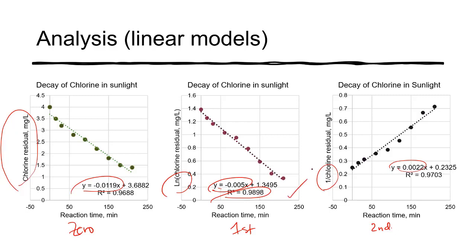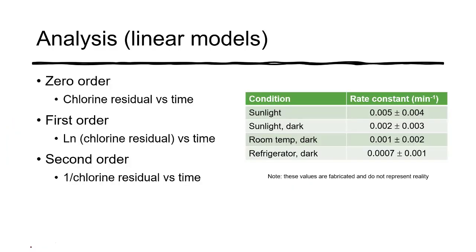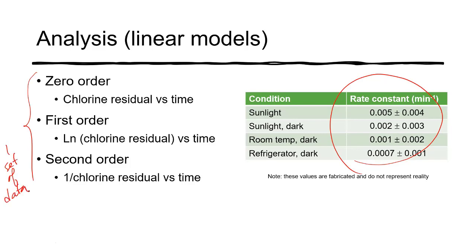Best model, that is the first order decay. So as I mentioned, you'll do this for one set of data, and then for all of the data, you will determine a first order rate constant. So this is just for one set of data. You'll do 0, first and second order plots, and then for all of the data, you will determine a rate constant.